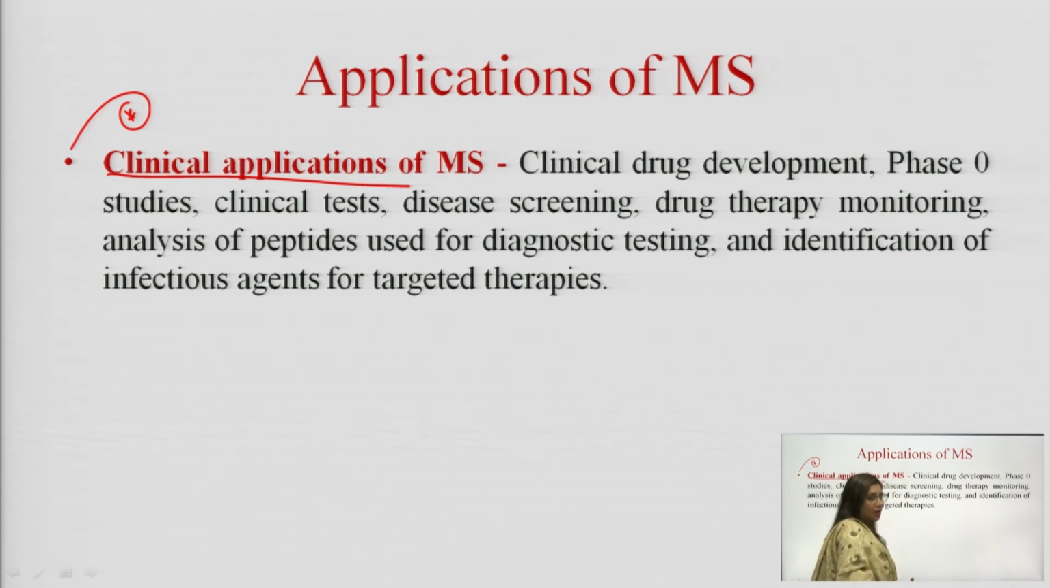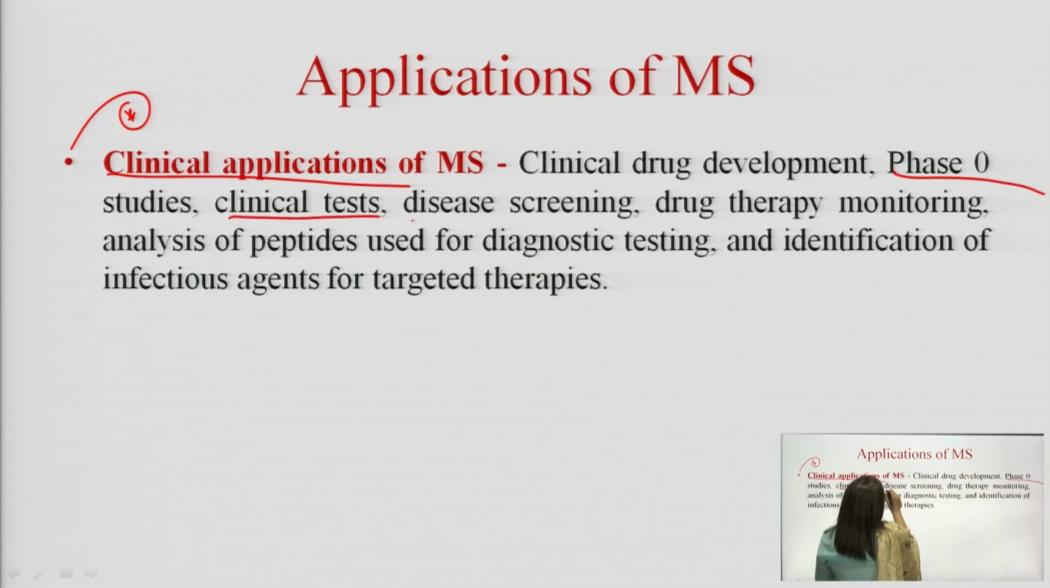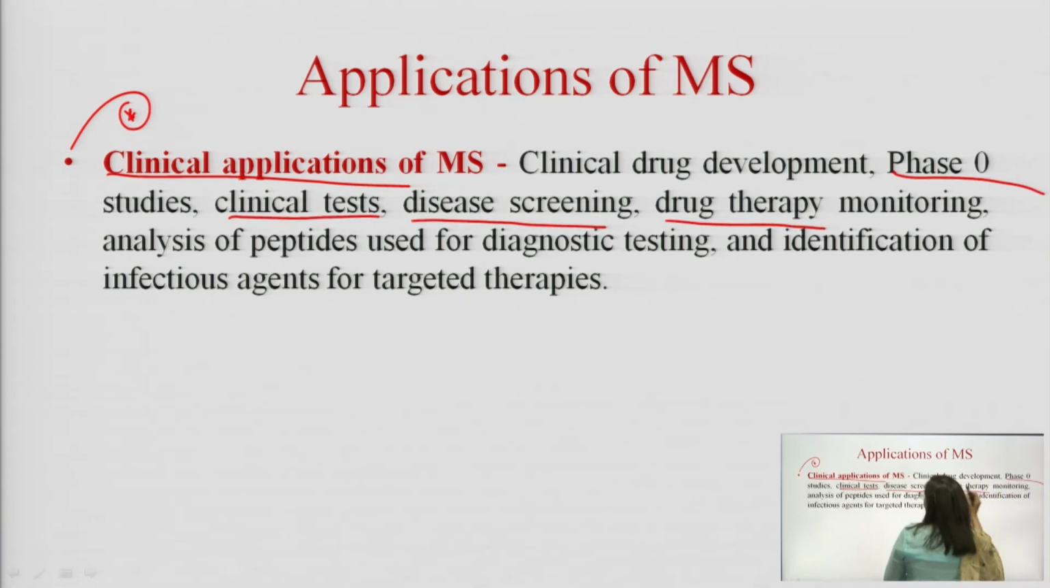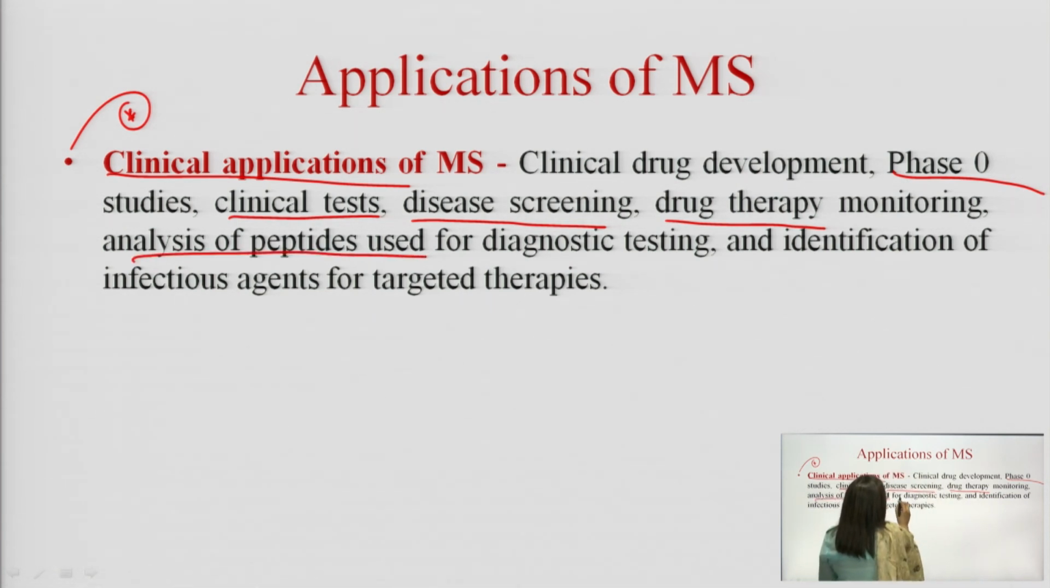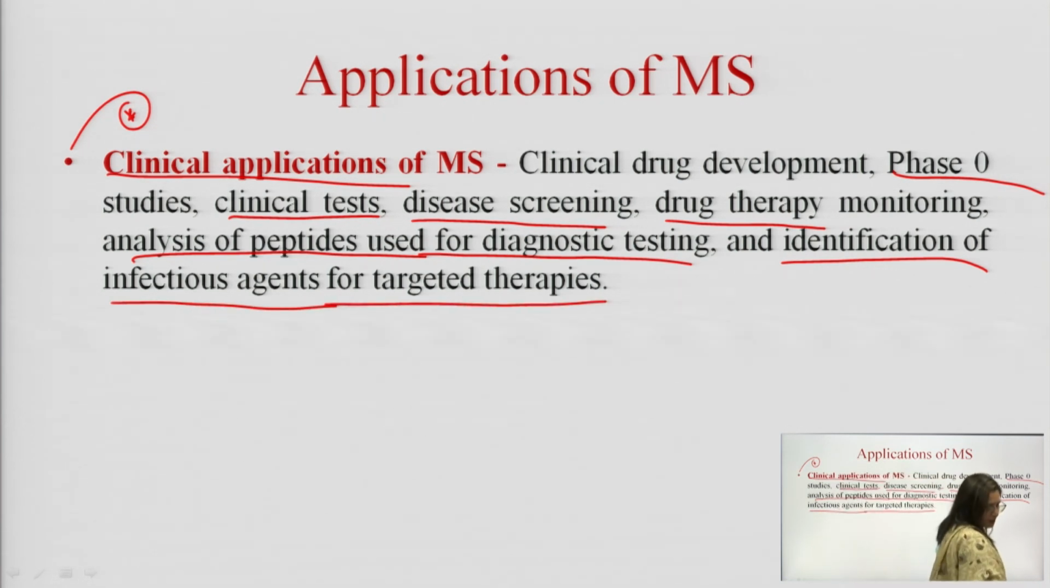Now, another very important use of mass spectrometry is its clinical application. During the drug development process, one is the regulation of the new drug, the regulatory affairs of the new drug process. We need to take permission from the regulatory authorities for clinical drug development, the phase 0 studies or clinical tests, disease screening, drug therapy monitoring, analysis of peptides used for diagnostic testing, and identification of infectious agents for targeted therapies. Mass spectrometry is applied here.